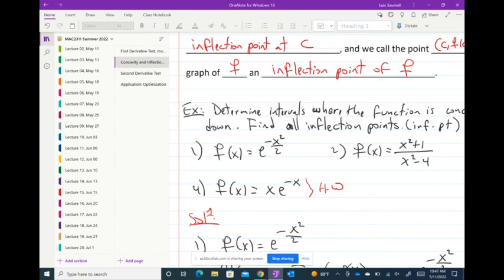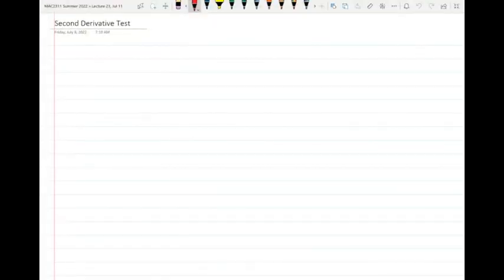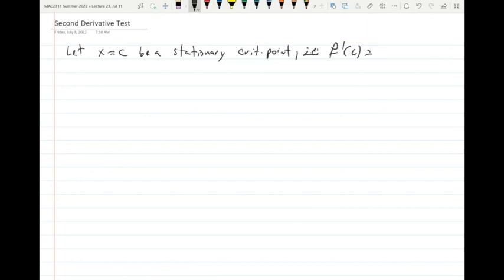Now, let's say that you have yourself a stationary critical point. Then if this is going to be a maximum, for example, let x equals c be a stationary critical point, i.e. f prime of c is 0. Okay? So let's say that we know this. Now, it is a candidate for relative extrema.